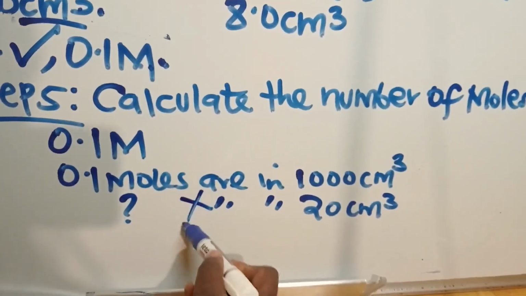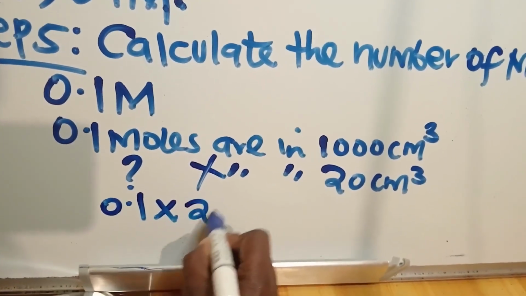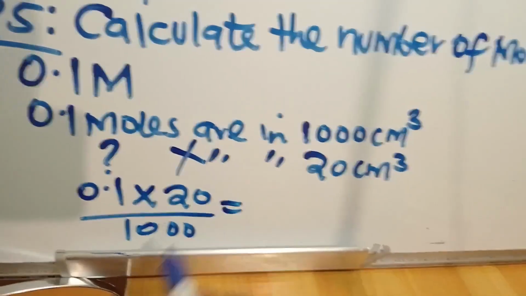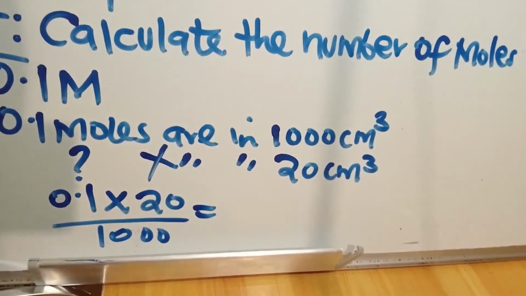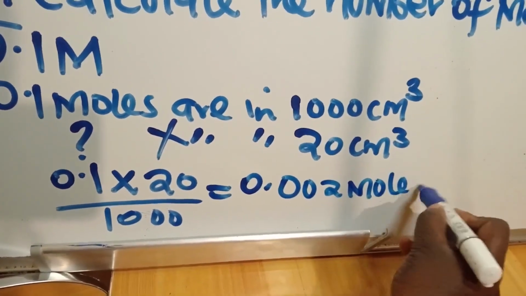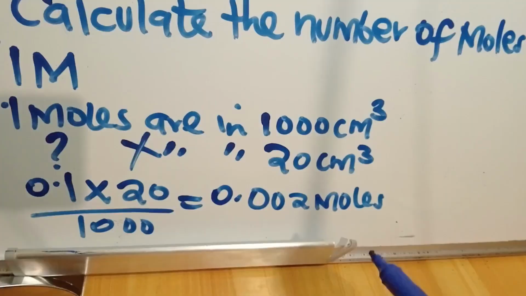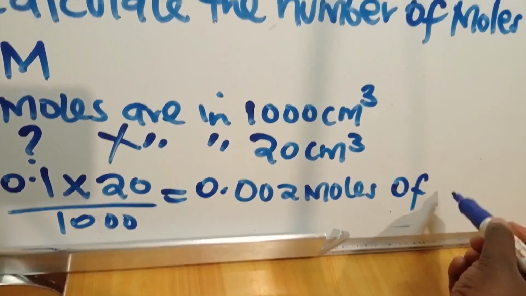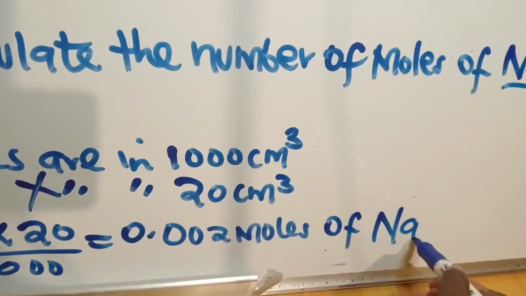So we then cross multiply. So 0.1 multiplied by 20 all over 1,000. Then you use your calculator, and there you'll get 0.002 moles. And it will be very necessary for you to write there the number of moles of which substance. They are the number of moles of sodium hydroxide.